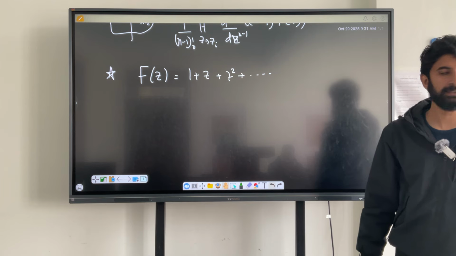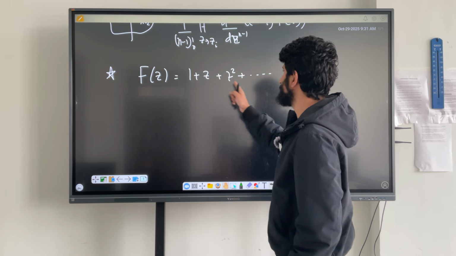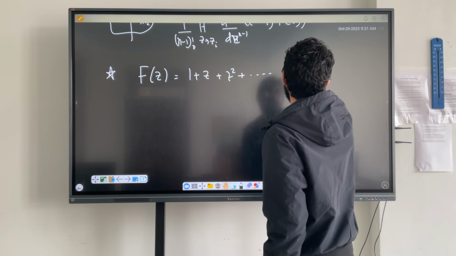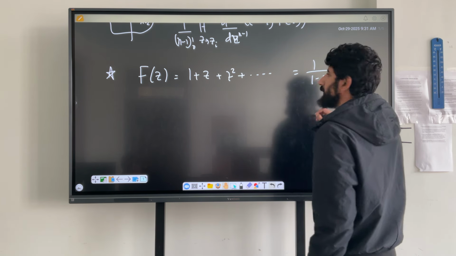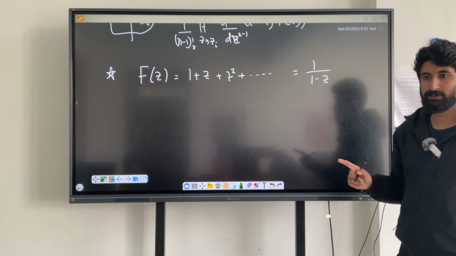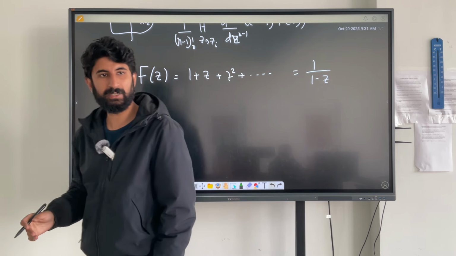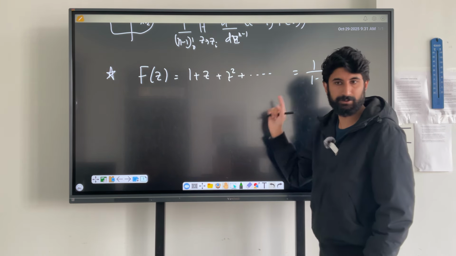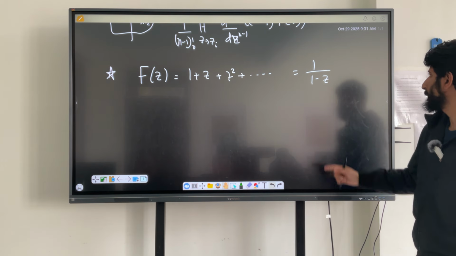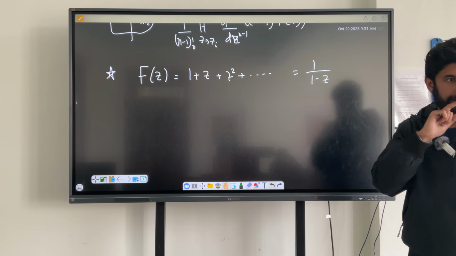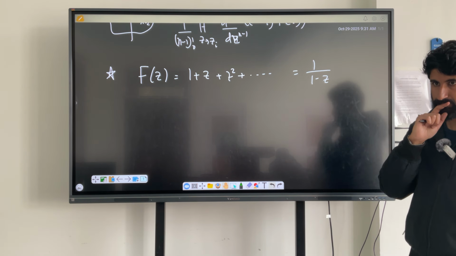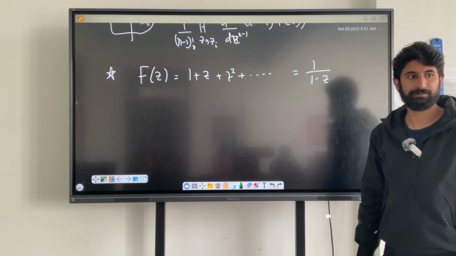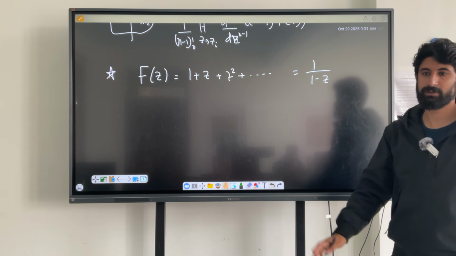So when I add this, what do I get? It's a GP, right? So it is equal to 1 divided by 1 minus z, if you add the GP 1 plus z plus z square and so on. Is it always equal to this, whatever z is?